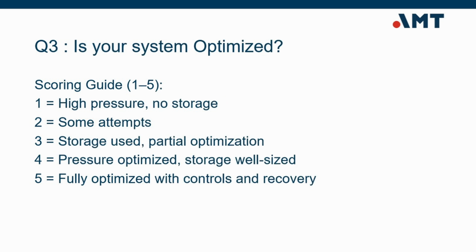Let's also score if your system is optimized. Optimization means the system delivers the right air pressure and flow with minimum waste. Key factors include operating at the lowest practical pressure, having adequate storage, using stable controls, and using heat recovery where possible. Storage is often misunderstood.